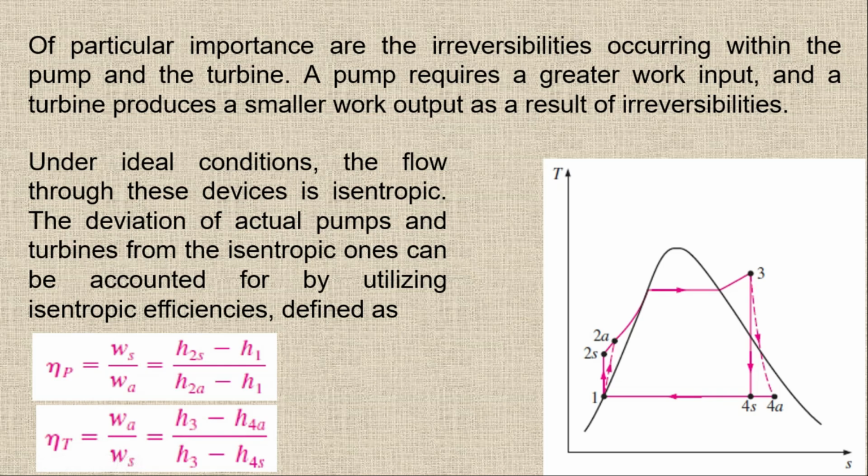But for the turbine, we have the formula in a different way. We have the actual work over the ideal work. So simply h3 minus h4a, divided by h3 minus h4s. So we have it like this. If I have to find the actual work, then I have to multiply the ideal work with the isentropic efficiency. So there is a difference between the isentropic efficiency of the pump and the isentropic efficiency of the turbine. So please be careful.